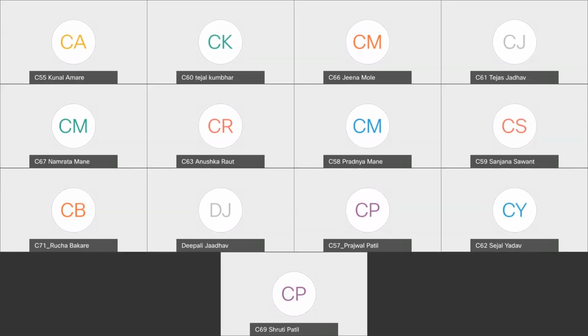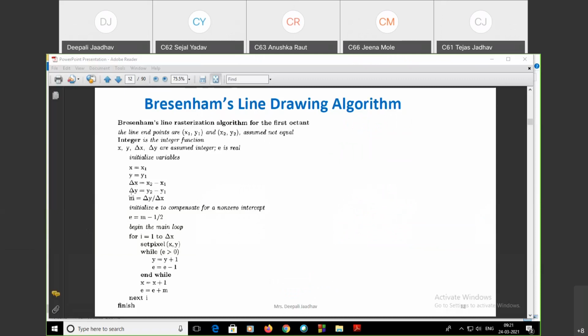Simple line drawing algorithm. Normally, we first calculate delta x and delta y by considering x1, y1 and x2, y2. So x1, y1 is the starting point and x2, y2 is the end point of the line. Using those, first we assign x and y as x1, y1, and then calculate delta x and delta y by x2 minus x1, y2 minus y1, and then we calculate the slope of the line.